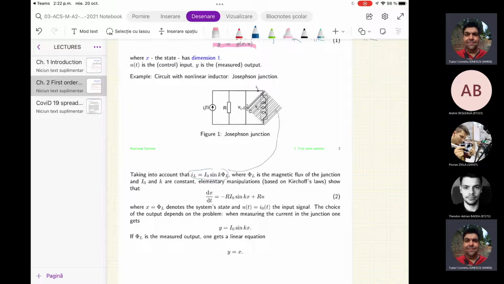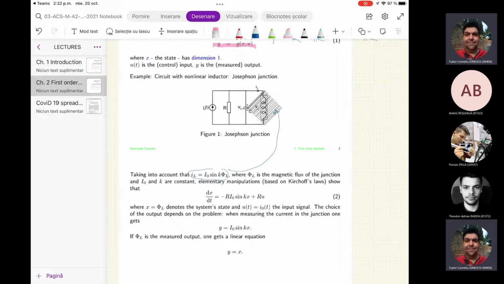This is the law that governing the current through the inductance L. So probably the state will be phi, the magnetic flux. This is nonlinear, and we also have Kirchhoff's laws.